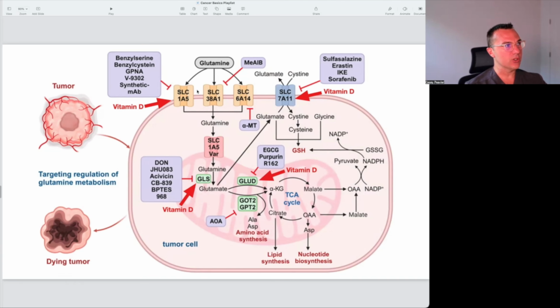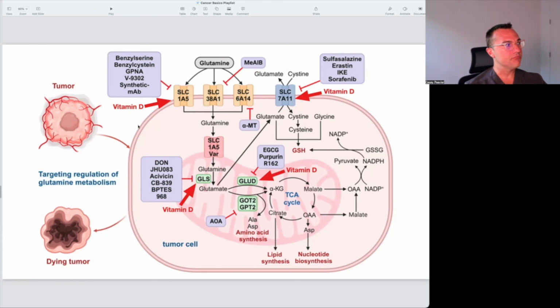So here's the glutamine transporter that's affected by vitamin D. Here's the glutaminase enzyme that's affected by vitamin D. This, to orient us, is the same enzyme that is blocked directly by DON. Here is glutamate dehydrogenase affected by vitamin D. This is what is directly blocked by EGCG. And this is vitamin D. And this is SLC7A11, which is the transporter that is related to glutathione synthesis and redox homeostasis, where glutamate is exported and cysteine is brought in. This is what is blocked directly by sulfasalazine, erastin, etc. Vitamin D is decreasing the expression of this protein.